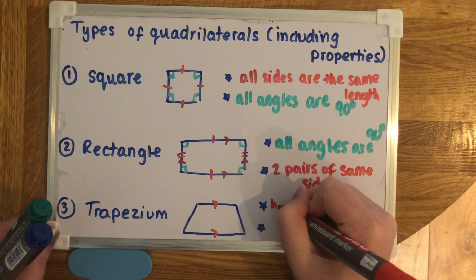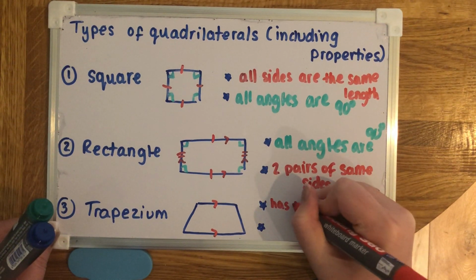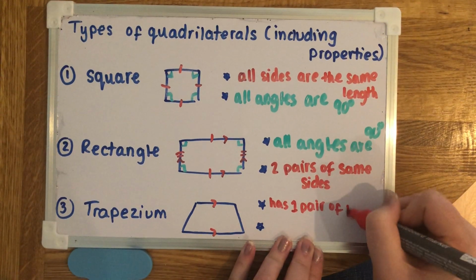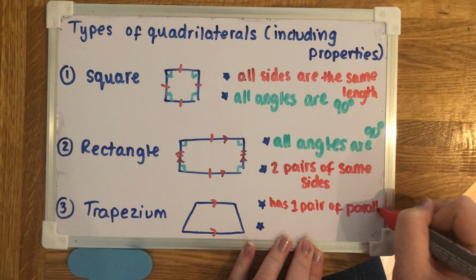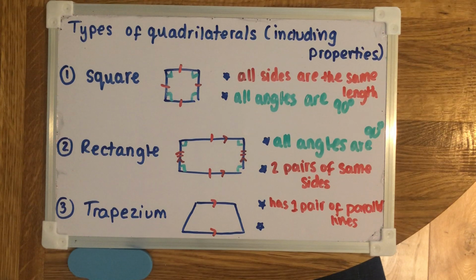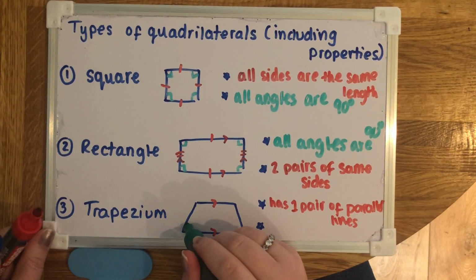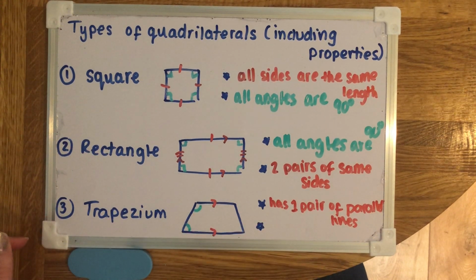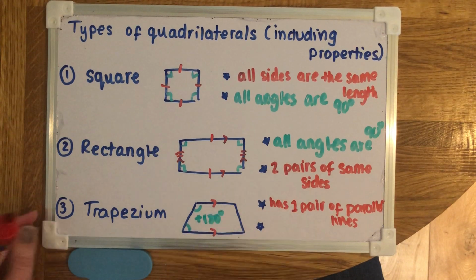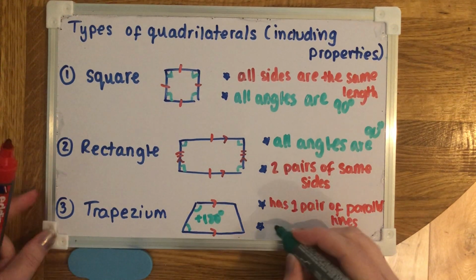So that's the first thing we need to write: it has one pair of parallel lines. The second bit we need to think about are the angles. So if you have done parallel lines before, you should have heard of a rule called co-interior or supplementary, one or the other, and that means that the two angles on one side of the shape add up to 180. Okay, so I'll write that in.